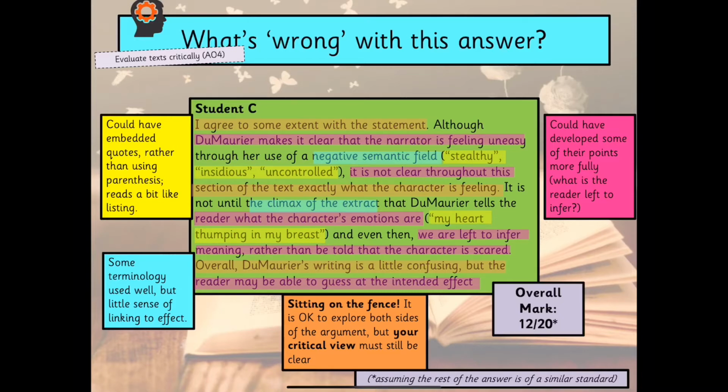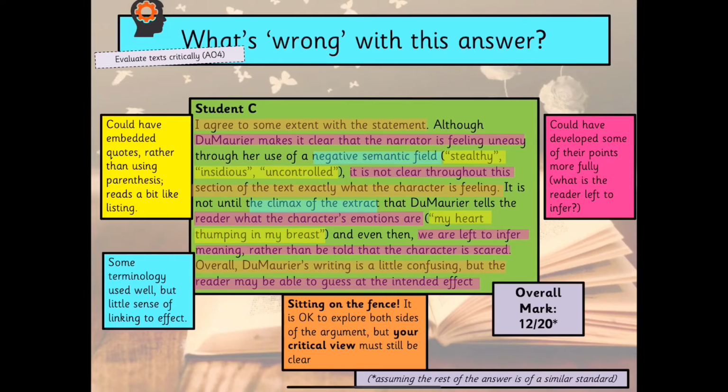So because of that, it brings the answer down a little bit, but overall, still 12 out of 20, it is a level 3 answer. It's certainly not a terrible answer. And in terms of average marks, it's over 50% of question 4.